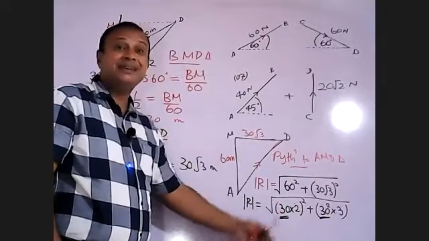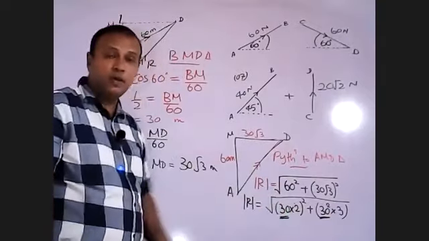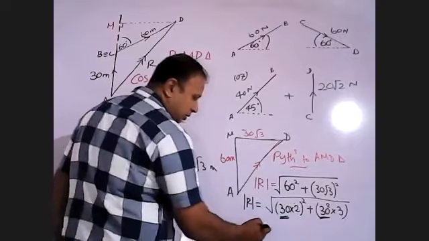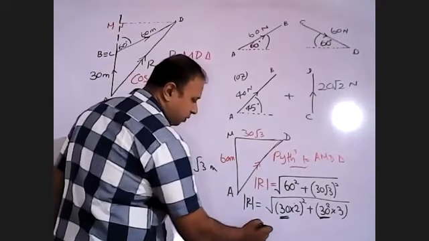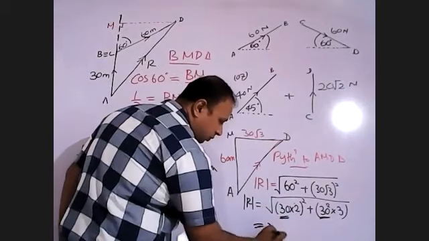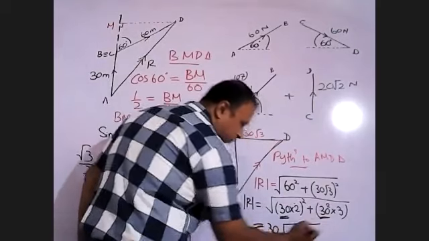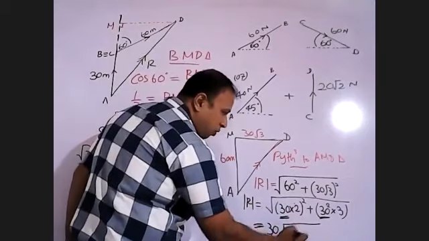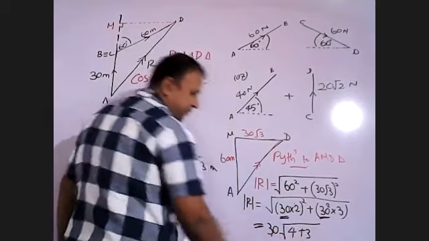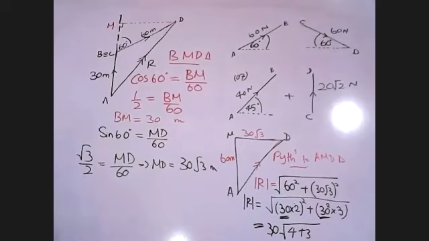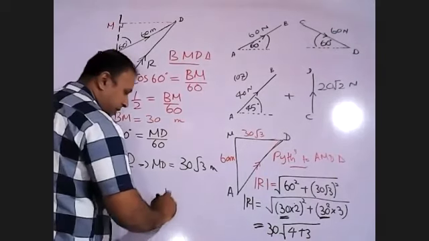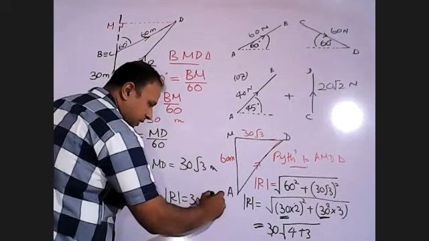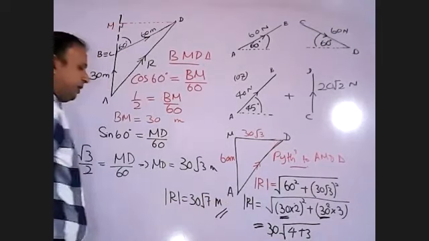If I take a square out of a square root, it becomes that particular number, 30. So this is equal to 30 into the square root of 2 squared, which is 4, plus 3. Therefore, the magnitude of R is equal to 30 into root 7 meters.